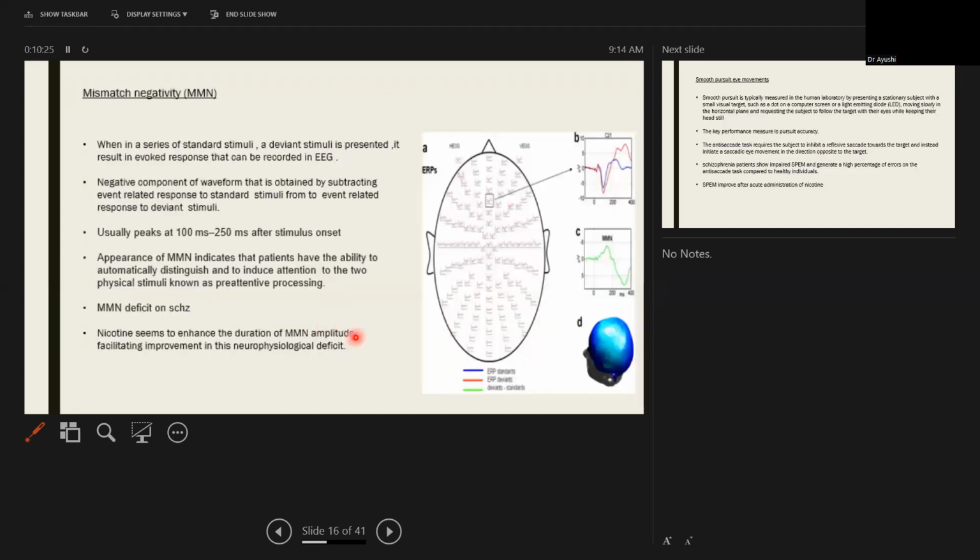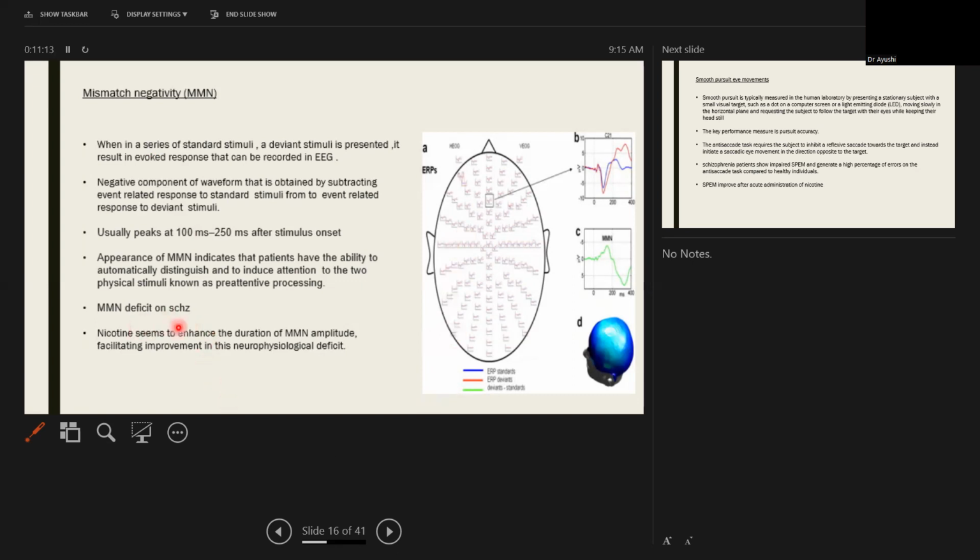Third is mismatch negativity. Mismatch negativity is when a series of standard stimuli are given and a deviant stimulus, or an oddball stimulus as we say, is presented in between, resulting in an evoked response that can be recorded on EEG. This negative component is obtained by subtracting the event-related response to a standard stimulus from the event-related response to a deviant stimulus, and it usually occurs after 100 to 250 milliseconds. The significance of this MMN is that it indicates the patient has the ability to automatically distinguish and direct attention to two physical stimuli, known as a pre-attentive process.